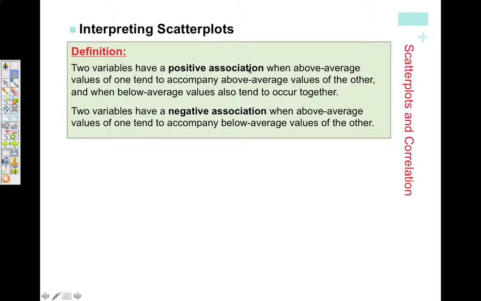Positive association means when above average values of one variable tend to accompany above average values in the other. So as one goes up, the other goes up. That's positive association. Negative association is when one variable goes up, the other one goes down. So it would be a downward trend this way. Positive association, negative association.